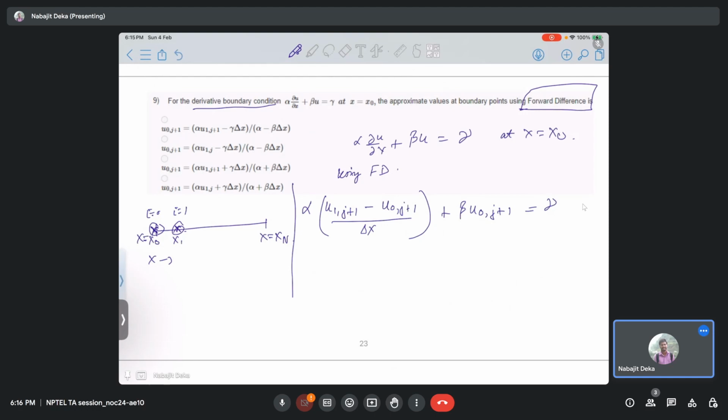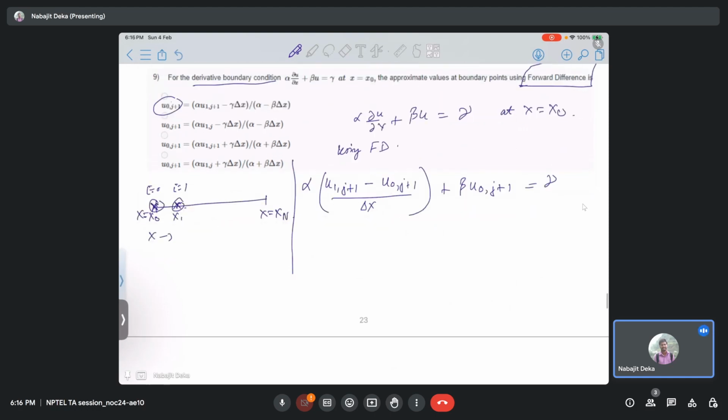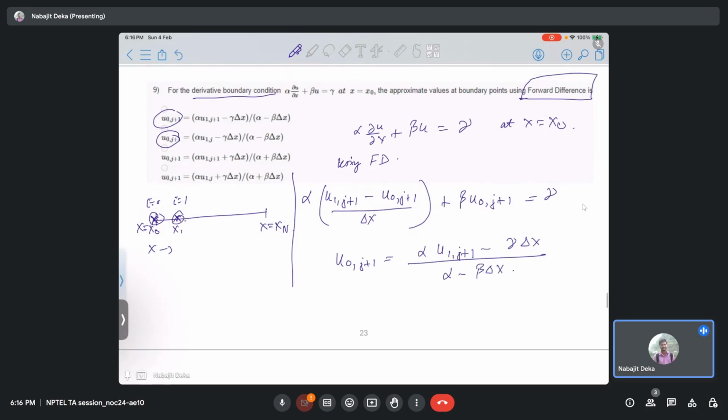Once we rearrange the terms, we need to find u0 at j plus 1. That's why we represent the time interval at j plus 1 also. So what we will get is alpha u1 j plus 1 minus gamma delta x by alpha minus beta delta x. So this is what we get. So option A, I think, is the correct answer.